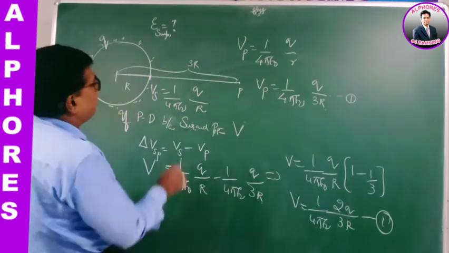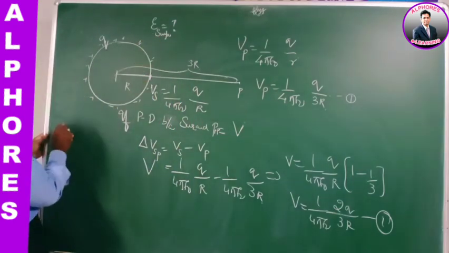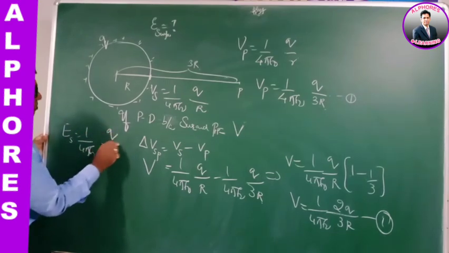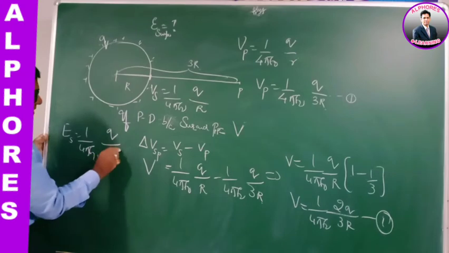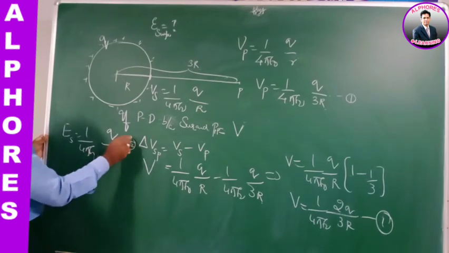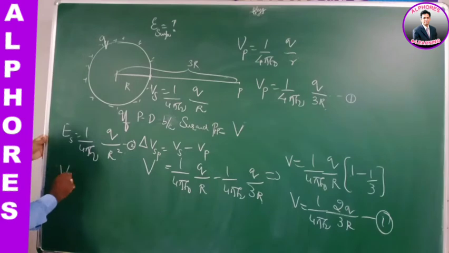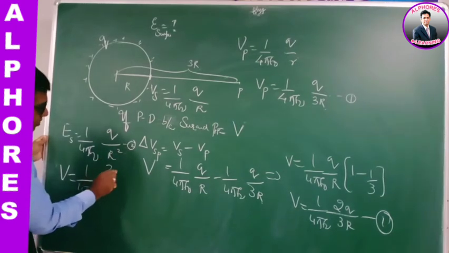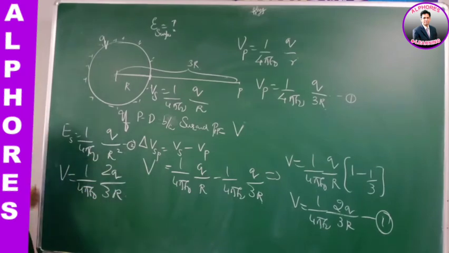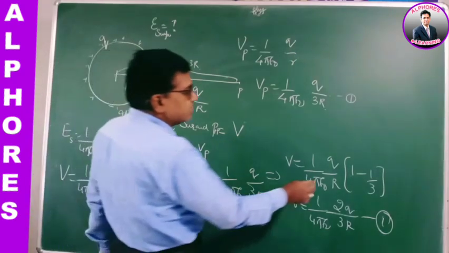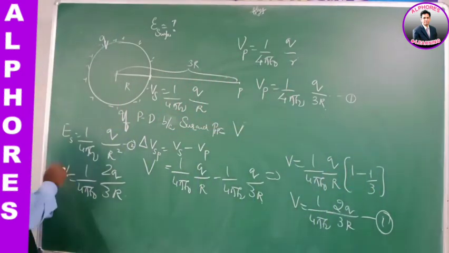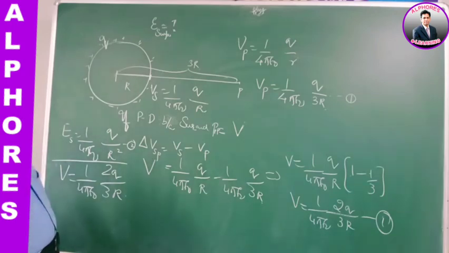Now, we know the formula for the electric field on the surface. Electric field on the surface is 1 by 4 pi epsilon naught q by r square. This is equation 2. Now dividing 2 by 1. So V, the potential difference, is given as V. We have deduced it as 2q by 3r. So therefore 2q by 3r. Dividing both, we get it as, so r like this.